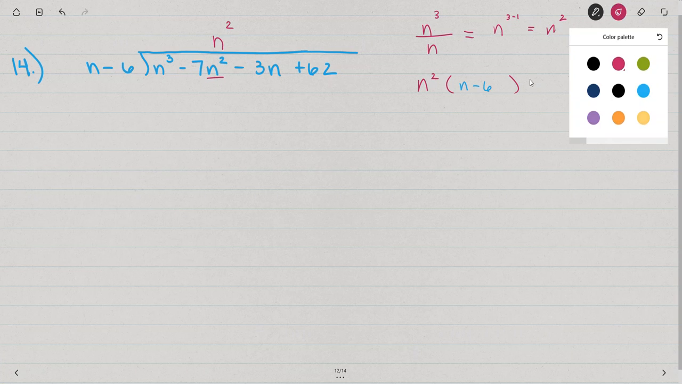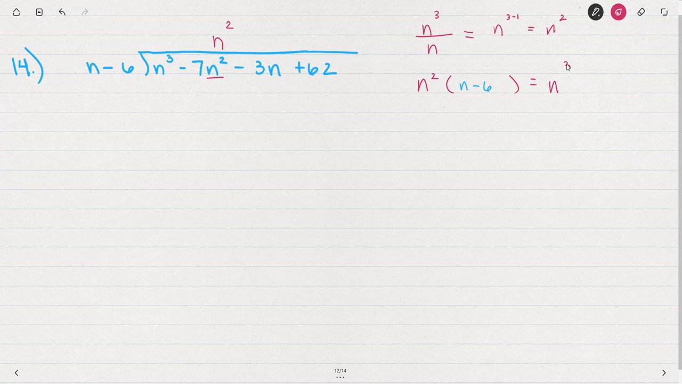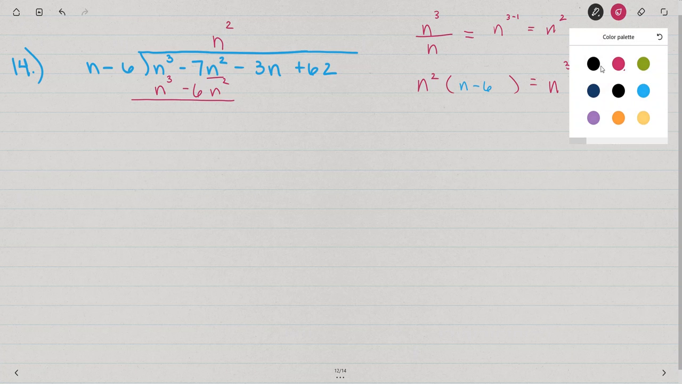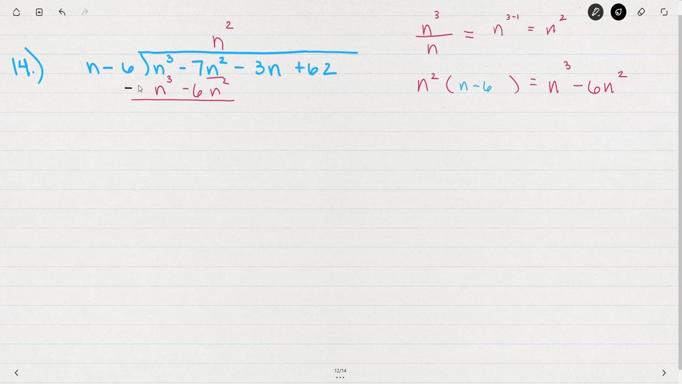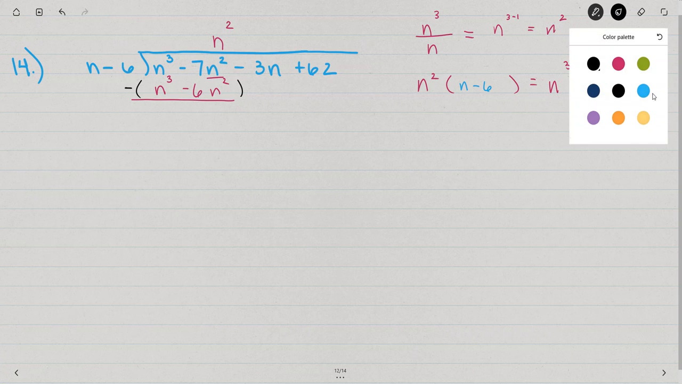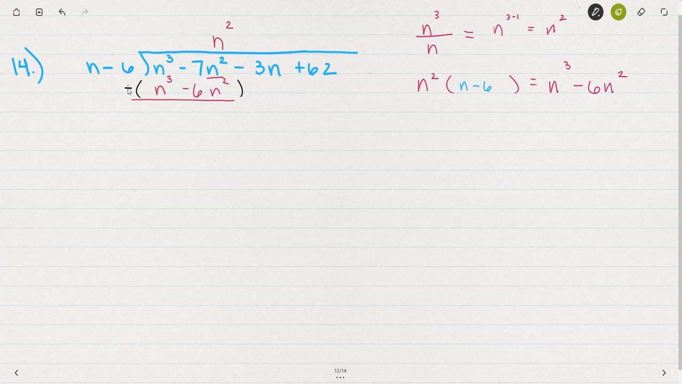It's just distributing, right? So n squared times n is n cubed. N squared times negative 6 is negative 6n squared. I'm going to write that underneath, lining it up in the right places like this. And here's where the most common error would occur, because I want to subtract this whole thing. But by subtracting the whole pink thing, the n cubed minus 6n squared, really what I'm doing is changing this to adding.